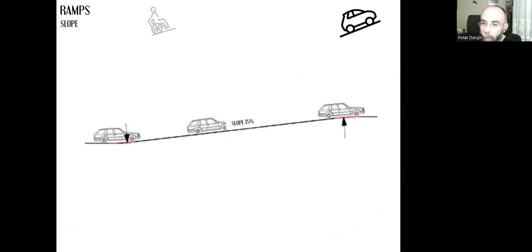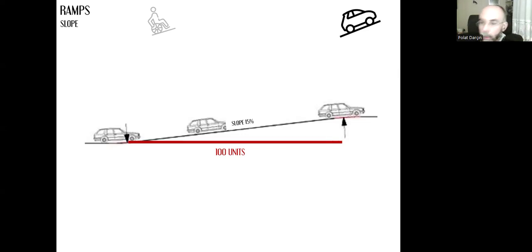When we say 15%, I'm sure you remember, but let me remind you one more time. We do the percentage like this. First, we have a horizontal line that is for 100 units. This can be 100 millimeters, 100 centimeters, 100 meters. It doesn't matter. We have a perfectly straight horizontal line for 100 units.